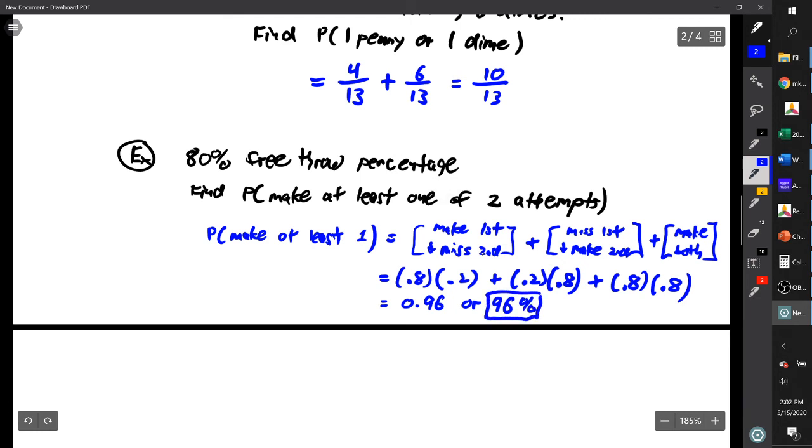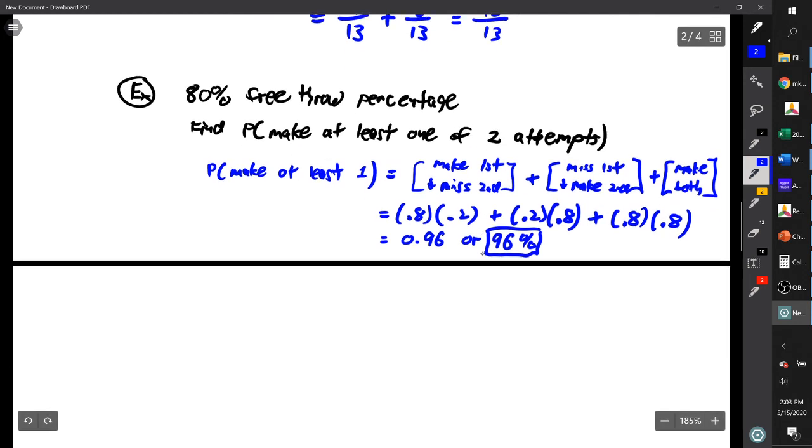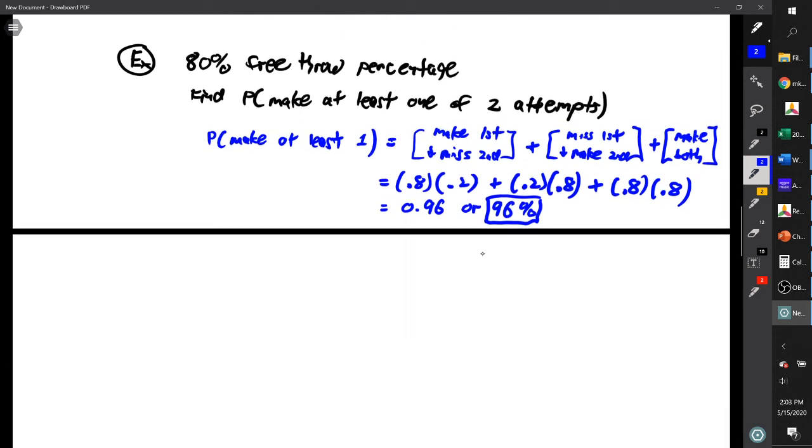Guess what the remaining 4% is? The remaining 4% is that they miss both of them. And that would be the other way of doing it: calculate the percentage chance that the person misses both, which would be 0.2 times 0.2, or 0.04. The remainder is the possibility that they make one or the second or both. So if you did 100% minus the 4% chance that they miss both, you would also get this 96%. Okay? So that is probability of mutually exclusive events.